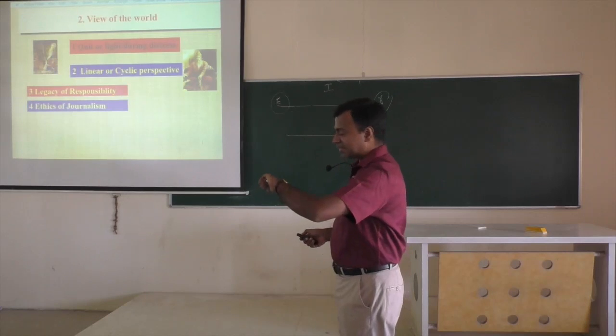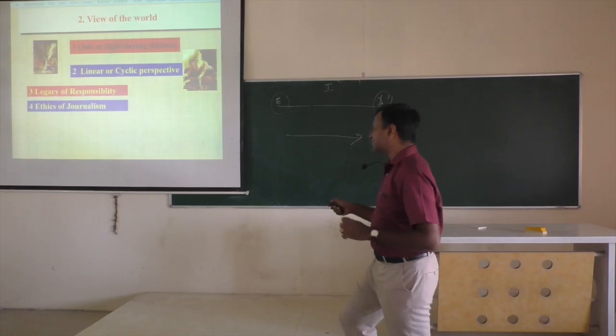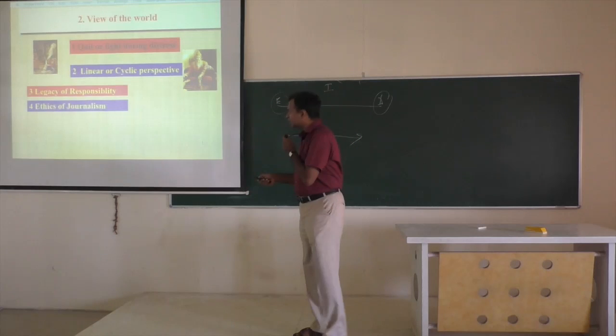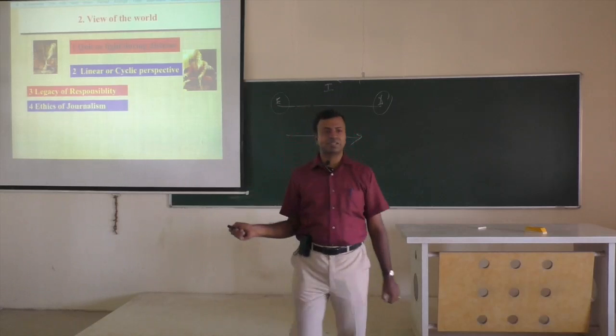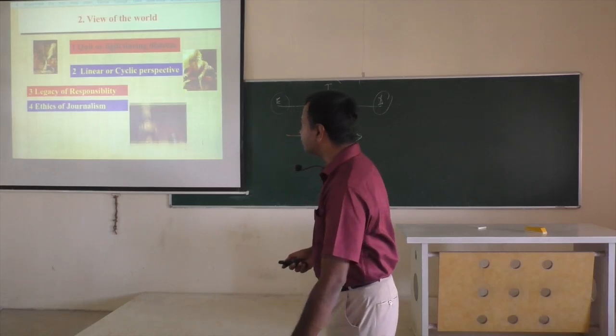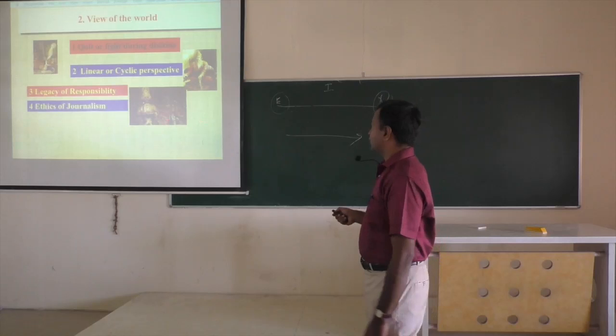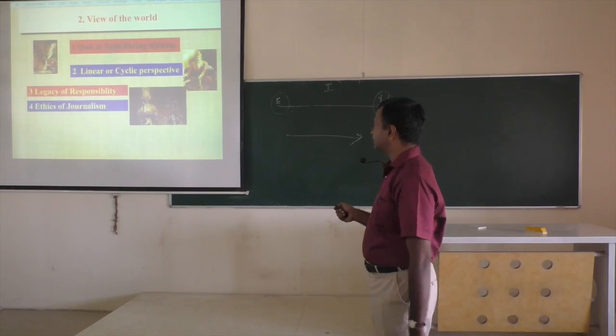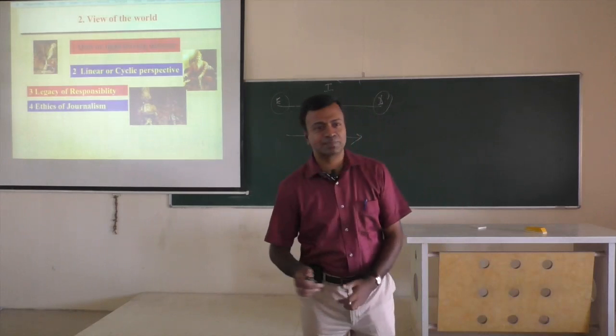Then the third one is ethics of legacy of responsibility, which I will just skip for a minute. Maybe I'll come back later. This is again very interesting, which I wanted to speak of, the ethics of journalism, a view of the world. What you see over here is a photograph from the Ramayana serial where Surpanaka reports to Ravan. So I'll just explain what this is.